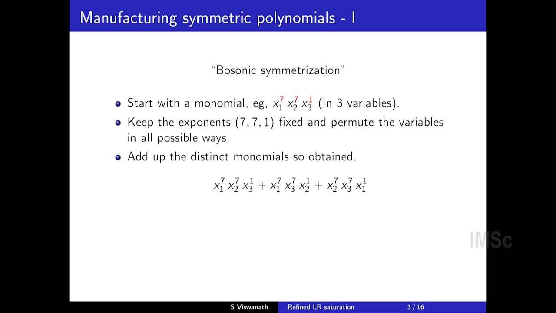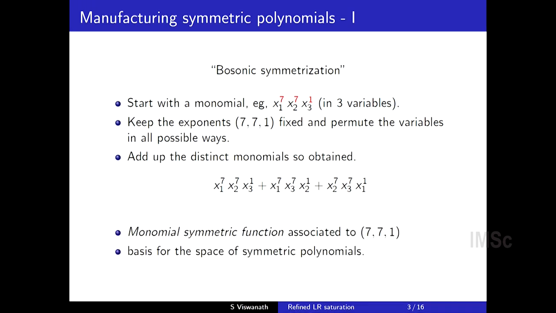You keep the exponents fixed and you move the variables around. You will get a bunch of different monomials. You add them all up. So it's symmetric by construction. This is what we would call the monomial symmetric function associated to the exponent list 7, 7, 1. And as you vary this list of exponents, taking all the other possible exponents, you will get different monomial symmetric functions, and they'll form a basis for the space of all symmetric polynomials in 3 variables.